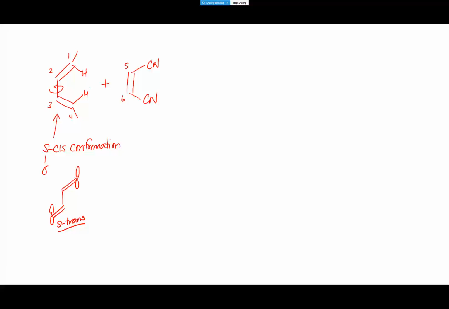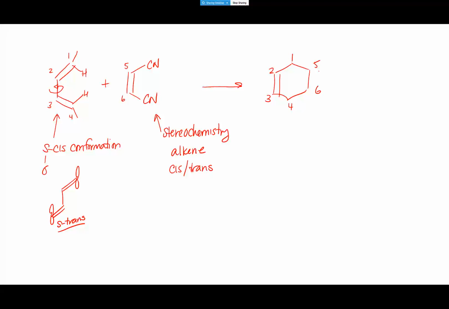Then rule number 2 is that the stereochemistry of the alkene is going to be preserved in the product, whether it's cis or whether it's trans. So when I make the product, and again I'm going to have carbons 1, 2, 3, 4, and then 5 and 6 come together, double bond between carbons 2 and 3.